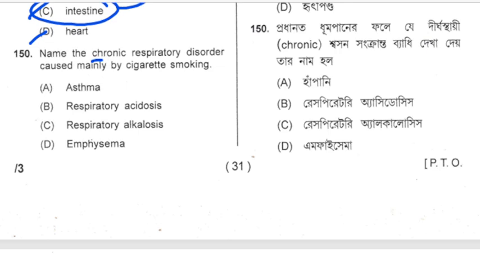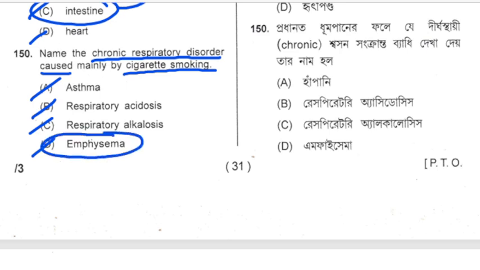The name of the chronic respiratory disorder caused mainly by cigarette smoking. এর মধ্যে asthma, respiratory acidosis, respiratory alkalosis, emphysema. So the correct answer is emphysema, that is caused due to excessive cigarette smoking.